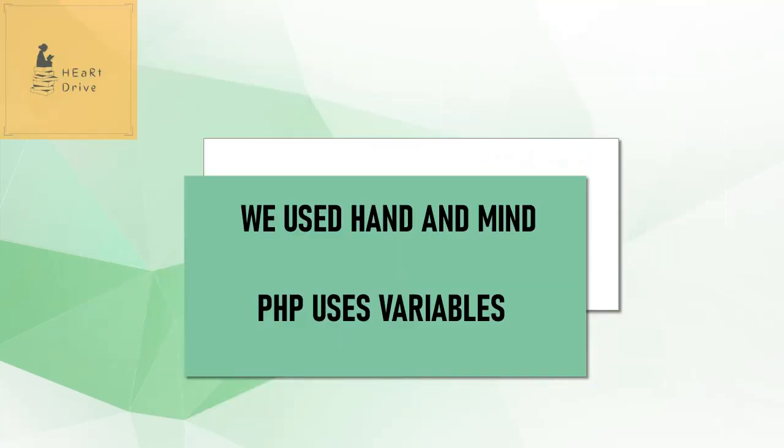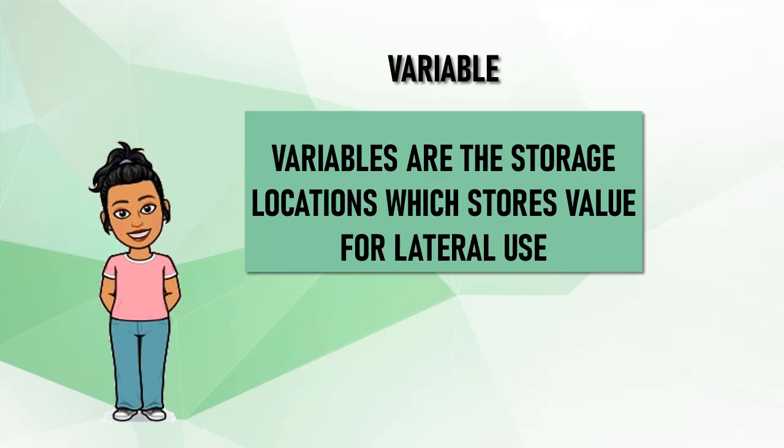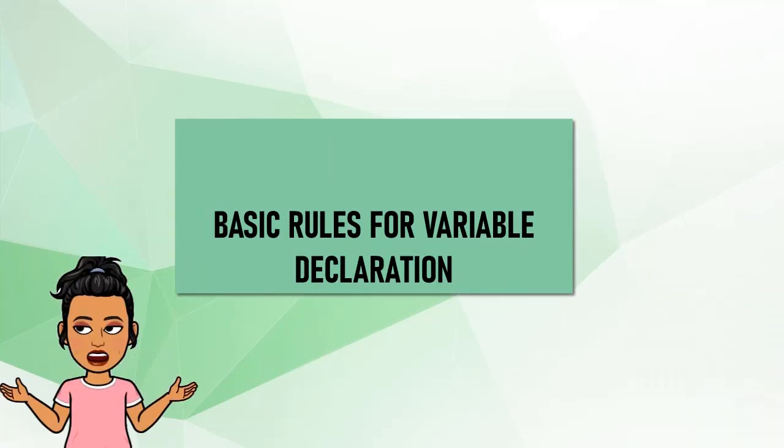PHP is also similar to a child in performing operations, so even PHP needs a location to store the data given. To store the data on which an operation is going to be performed, PHP uses variables. Definition: variables are the storage location which can store the value for later use. Basic rules for variable declaration.